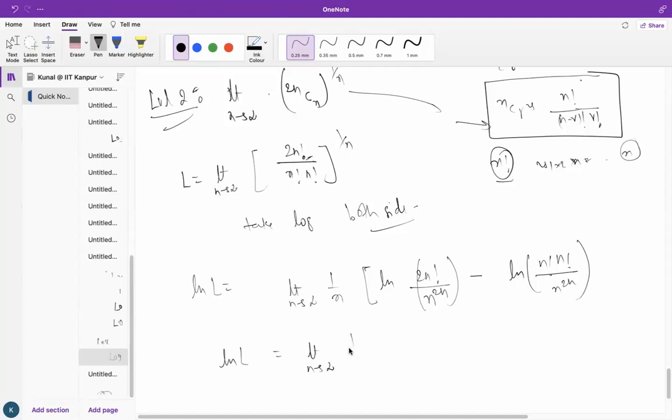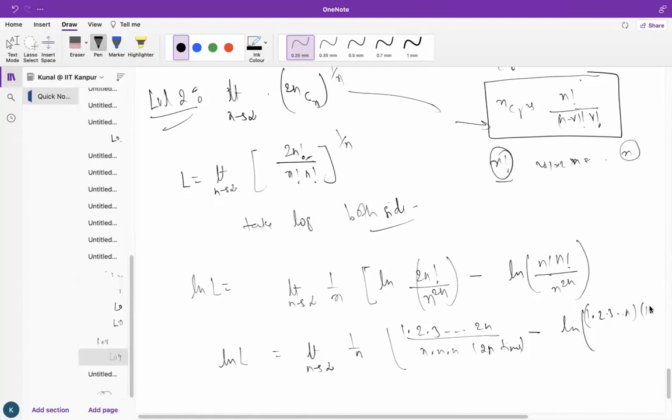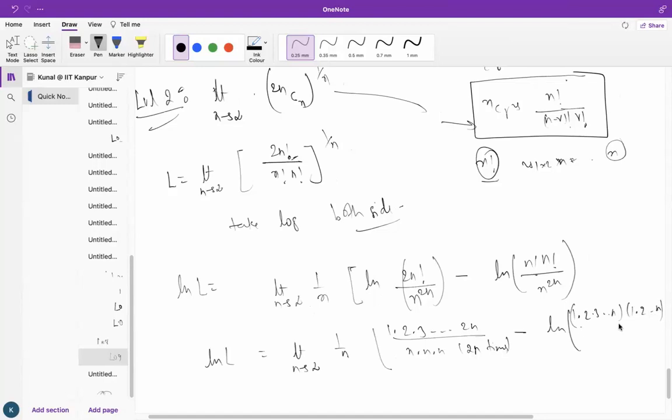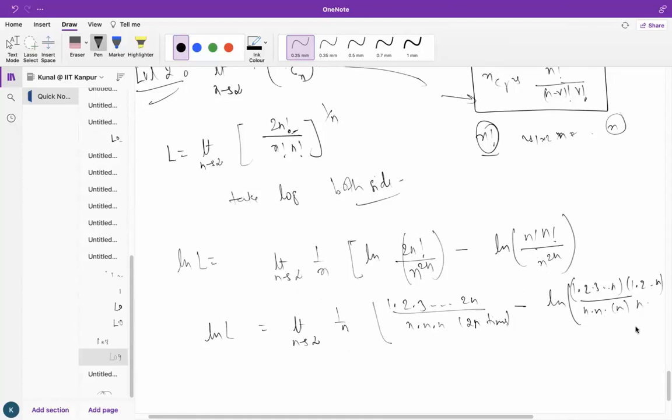I have to now create the r by n term because 1 by n is already created. So it will be something like, if you look carefully at what is written, 1 into 2 into 3 up to 2n terms, and it will be n, up to 2n times, minus ln of 1, 2, 3 up to n terms, and it's again 1, 2, up to n times that, and it will be like n, n times, and it's again n, n times.